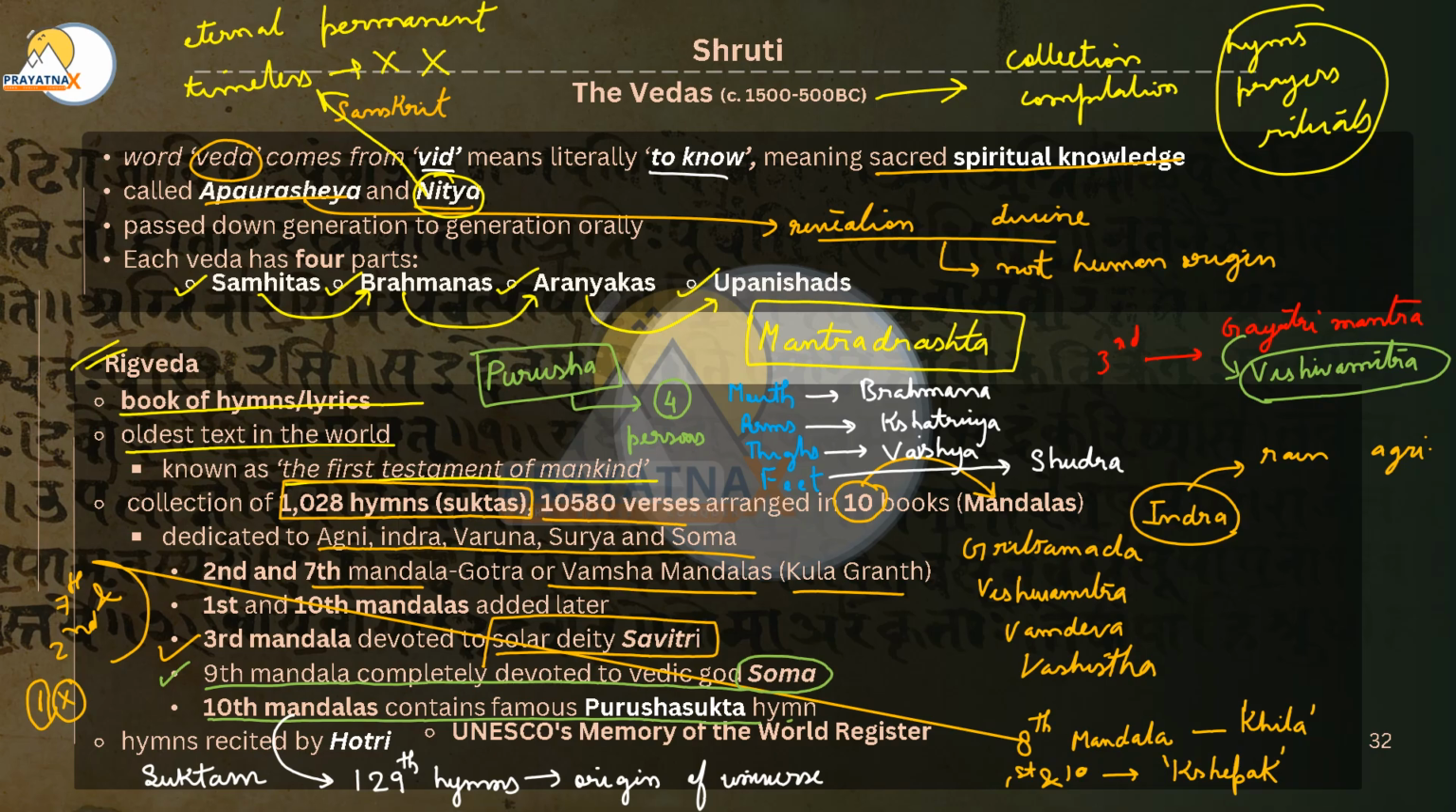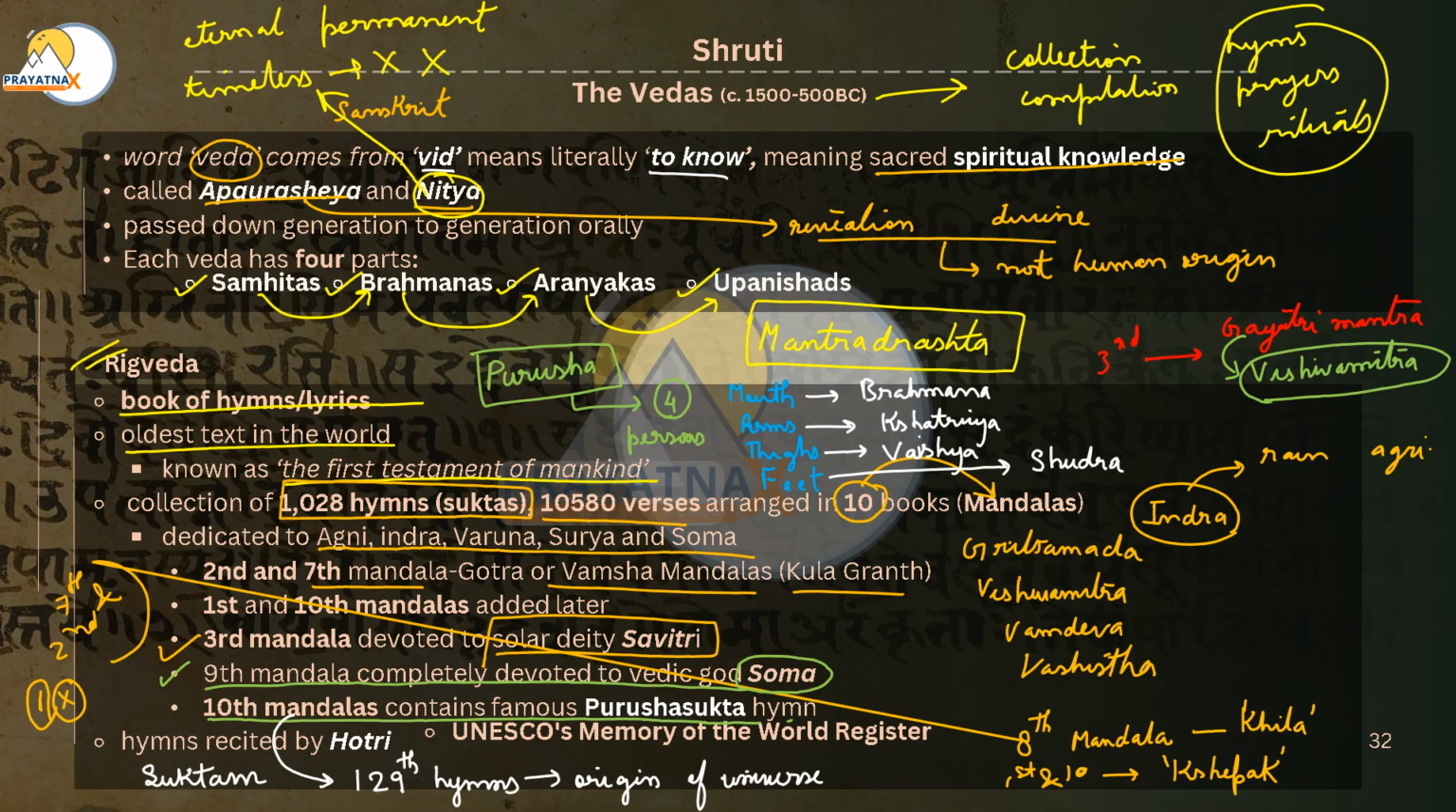It is the oldest text in the world, which is why it is known as the first testament of mankind. It is a collection of 1028 hymns with about 10,580 verses, arranged in 10 books, which we call mandalas. It is dedicated to various gods like Agni, Indra, Varuna, Surya, and Soma. Out of these, Indra was considered one of the most important gods and he was very popular at that time. Now, the maximum number of shloks in Rigveda is dedicated in the memory of Indra.